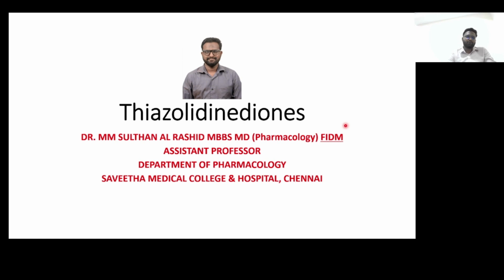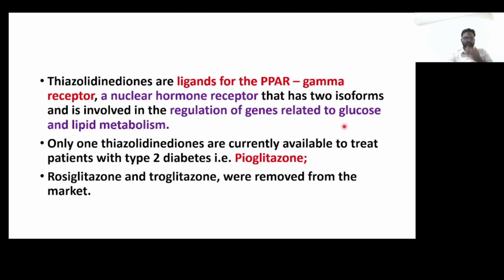Today I am going to discuss one of the important anti-diabetic agents, that is thiazolidinediones. Let's go into the topic. Thiazolidinediones are the ligands for the PPAR gamma receptor. PPAR gamma receptor is a nuclear hormone receptor.